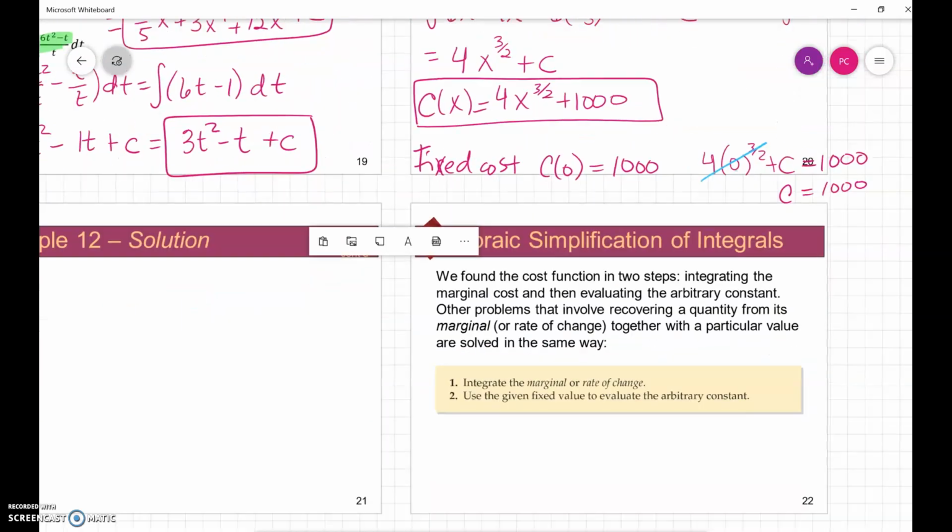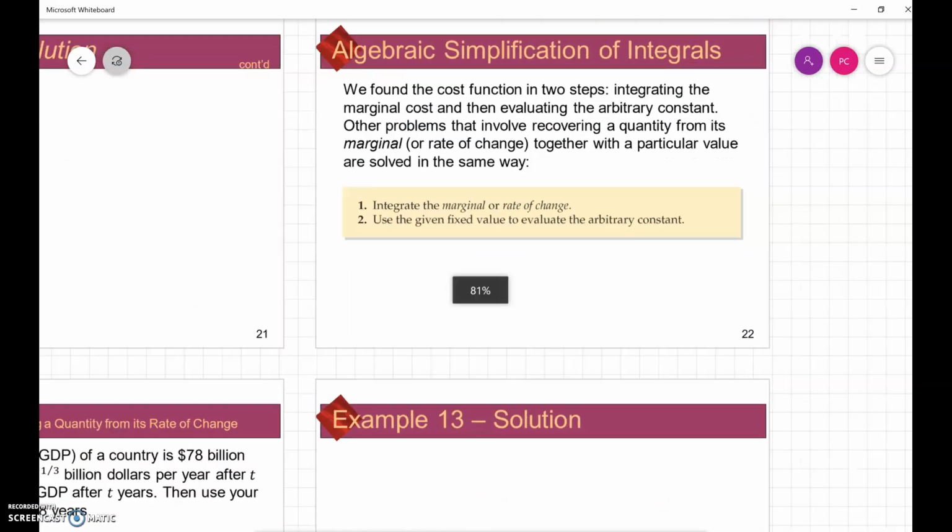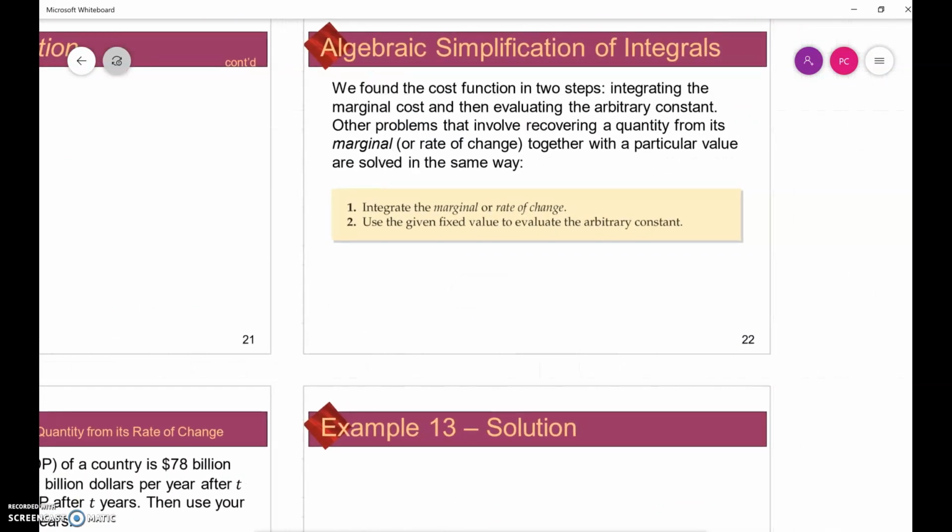All right. Let's keep going. So we found the cost function in 2 steps. We integrate the marginal cost. Okay, so there's step 1, integrate the marginal cost, and then evaluating the arbitrary constant. Other problems that involve recovering a quantity from its marginal or rate of change together with a particular value are solved in the exact same way.